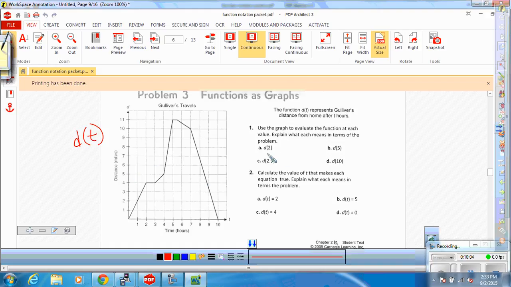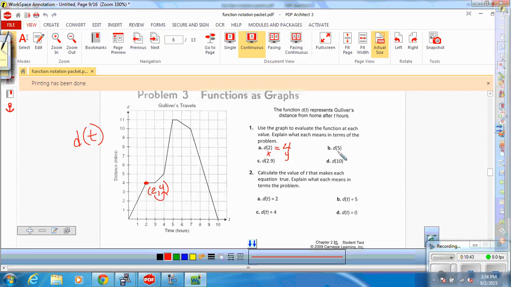So if they're asking me to find d of 2, this is the input. Input is the x value. I'm looking for the output. Output is the y value. So I want to look, where is x equal to 2? So here's 2. Where does that actually cross the graph? That's at that point. Where x is equal to 2, that is the point (2, 4). So where x was equal to 2, the output, the y value that goes with that x, is 4.